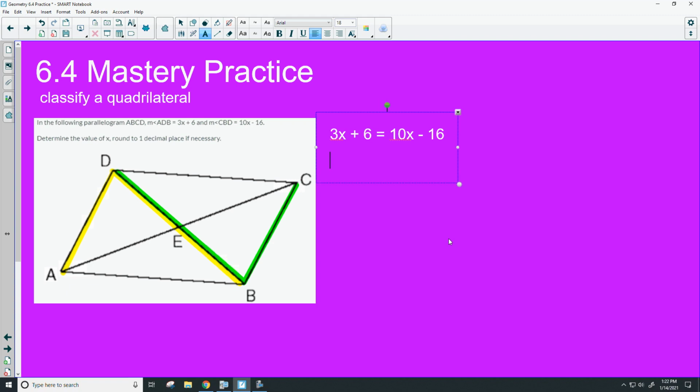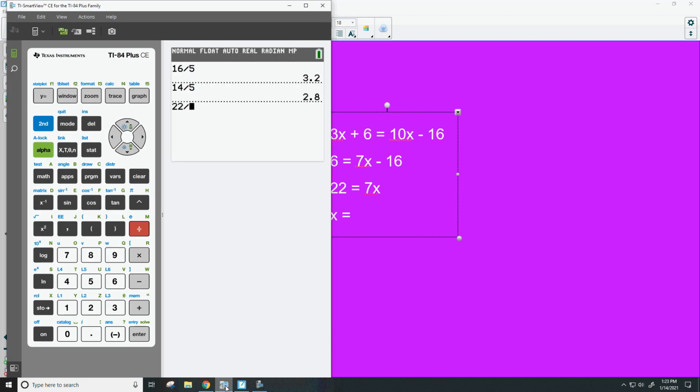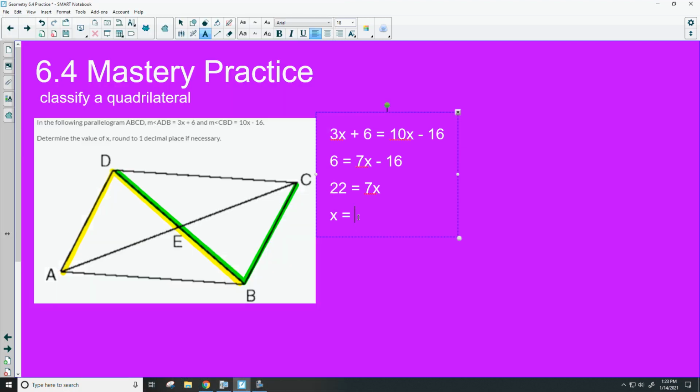Subtract 3x on both sides. 10x minus 3x is 7x minus 16. Add 16 to both sides. 22 equals 7x. And then divide by 7. 22 divided by 7 is 3.1. Again, that's rounded to the nearest tenth.